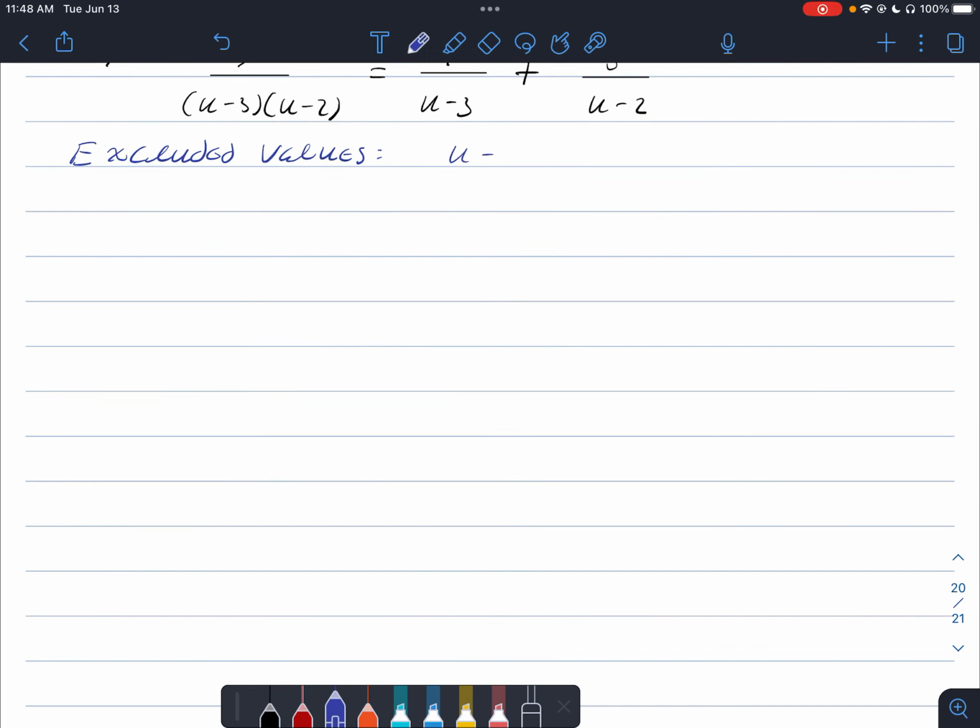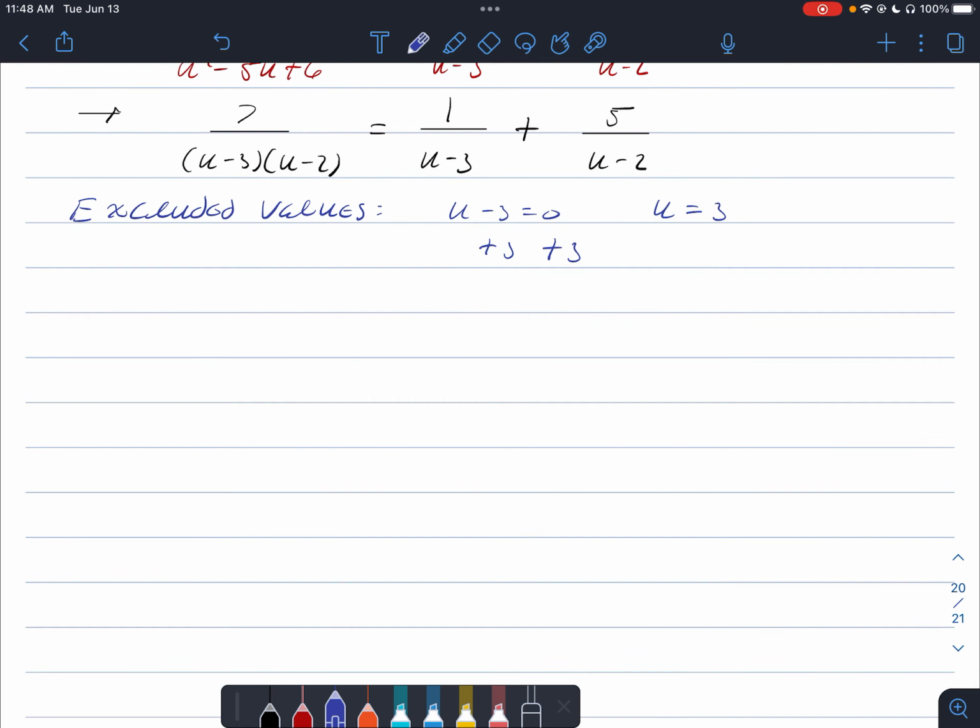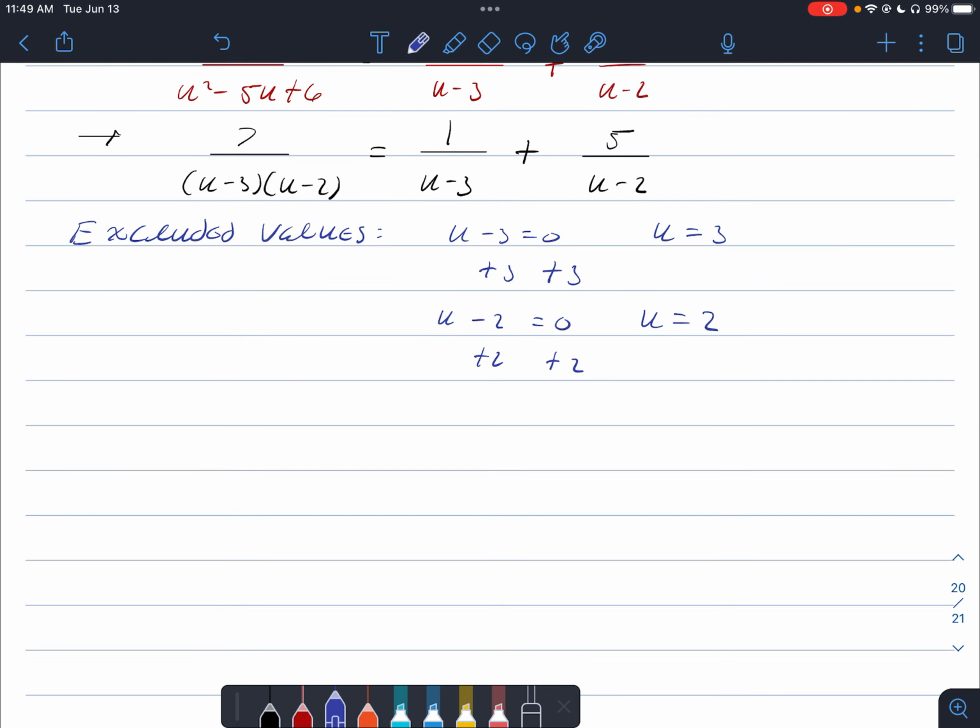So we set u minus 3 equal to 0, and we can see that when u equals 3, we would have an instance where at least one of the denominators would be 0. In this case, it would be two of them. Or we see that when u equals 2, we'd also have two instances where the denominator would be 0. So if we end up with a final answer where u is equal to 3 or u is equal to 2, we have to say that that is not a valid solution. Okay, so let's go ahead and see if we can solve this problem.